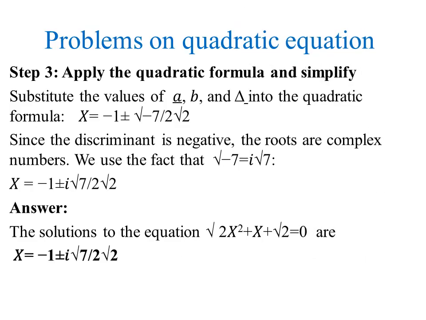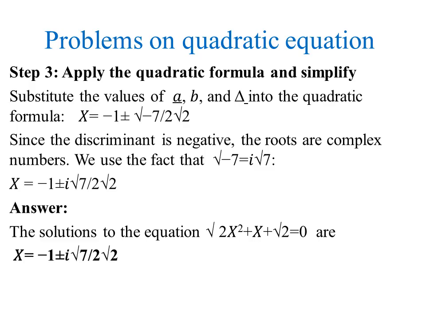Step 3, we apply the quadratic formula and simplify. We substitute the values of a, b and delta into the quadratic formula, that is x is equal to minus 1 plus or minus root of minus 7 by 2 root 2. Since the discriminant is negative, the roots are complex numbers. We use the fact that root of minus 7 is equal to i root 7. Therefore, x is equal to minus 1 plus or minus i root 7 by 2 root 2.